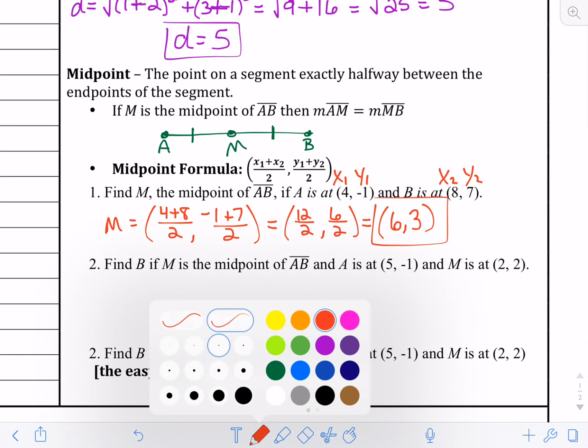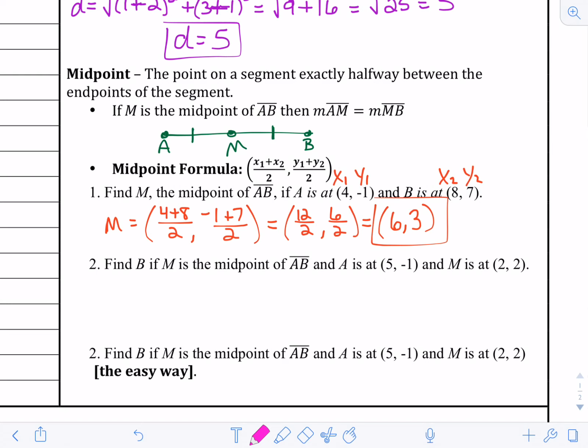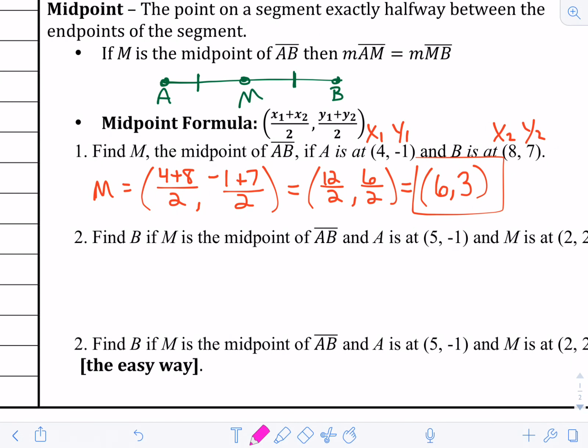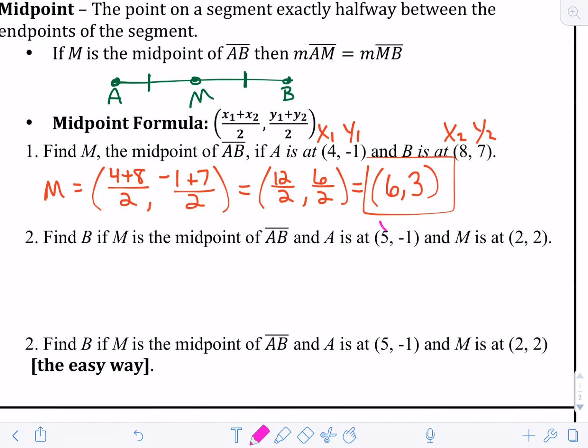It says find B if M is the midpoint of AB and A is at (5, -1) and M is at (2, 2). Alright, so this one's a little bit different. What I have to find now is point B. So what I know this is x1, y1, and I know this is xm, ym, and I put m's for midpoint.